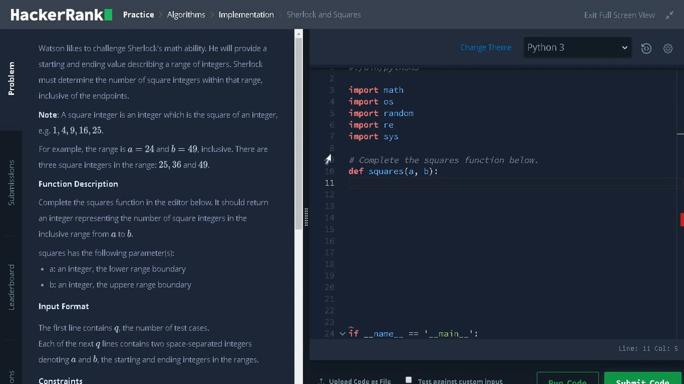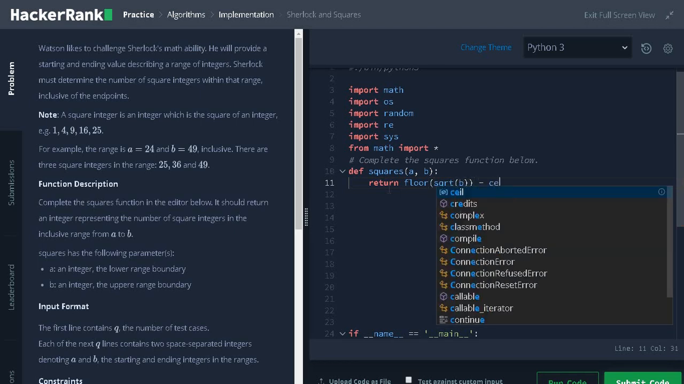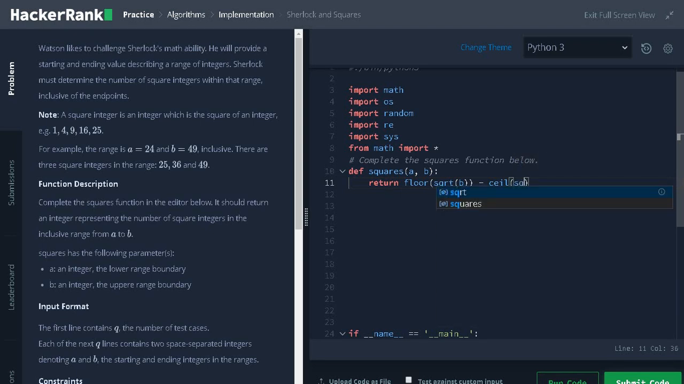Let's solve the problem. First, import some math modules: from math import *. Now we can write the logic: return floor of square root of b minus ceil of square root of a plus 1. This is the whole program.